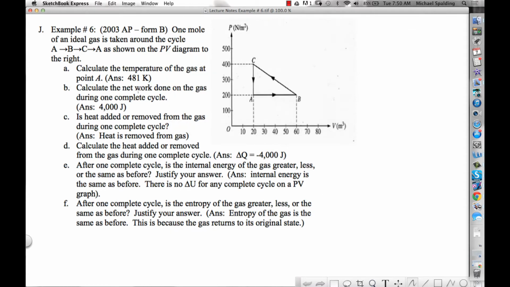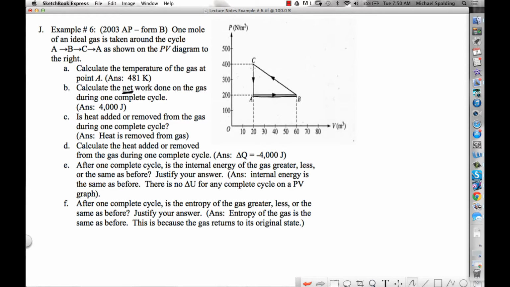Okay, second question. Calculate the net work done on the gas. So look, there's 3 parts to this cycle. We go A to B, B to C, C to A. There's 3 parts to the cycle. Which part is not doing any work? C to A. C to A does no work because why? The volume doesn't change. The piston doesn't move. Okay? So there's 2 steps that do work. A to B does work and B to C does work, right?